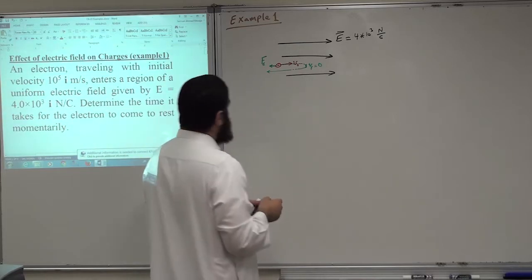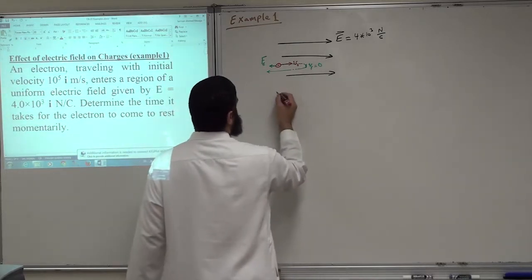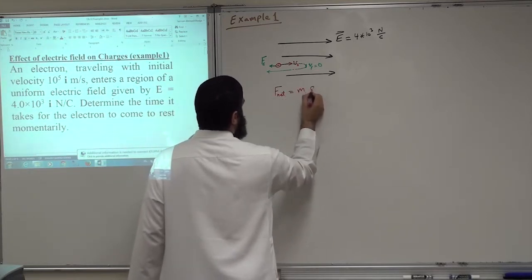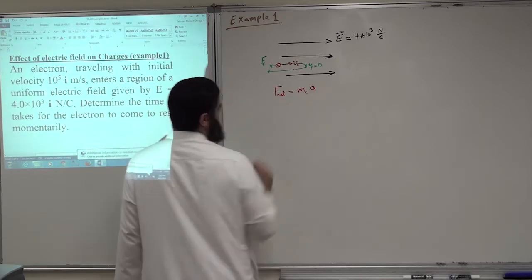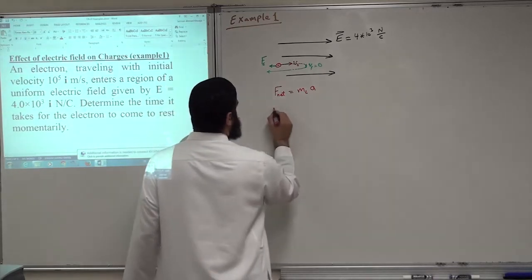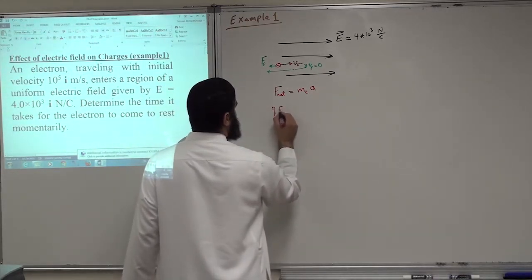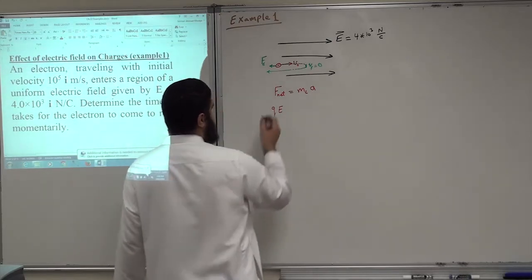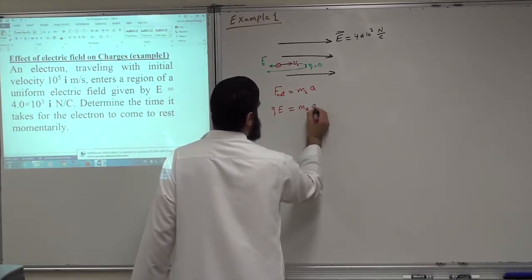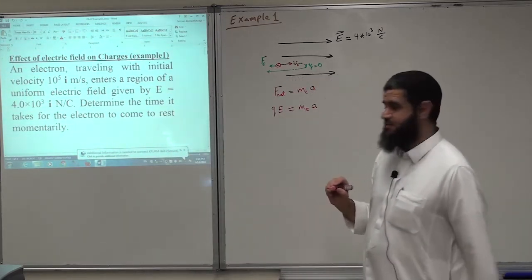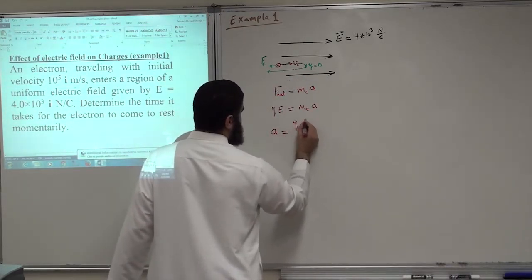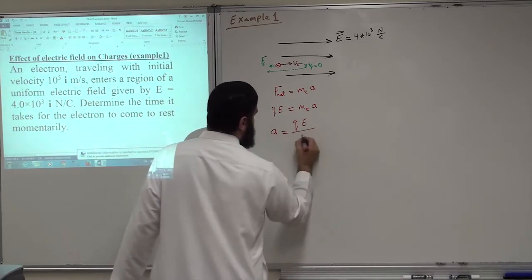Okay, so we can apply Newton's second law. We have F net equals ma, where m is the mass of the electron. What is the net force on the electron in this case? It will be the charge of the electron multiplied by the magnitude of the electric field, and the direction, of course, will be to the left. This is equal to the mass of the electron multiplied by the acceleration. So how much is the acceleration of our electron? It is the charge of the electron multiplied by the magnitude of the electric field divided by the mass of the electron.